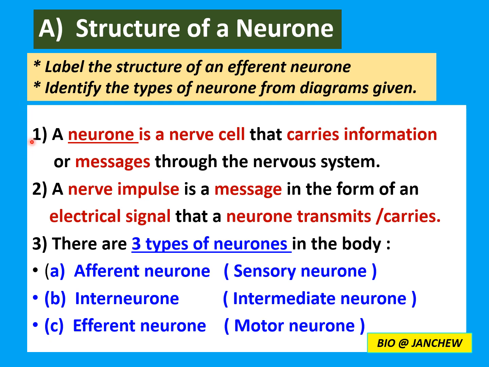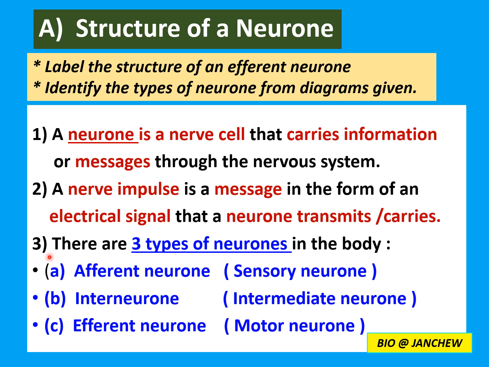A neuron is actually a nerve cell that carries information or messages in the form of a nerve impulse throughout the nervous system. A nerve impulse is a message in the form of an electrical signal that a neuron transmits or carries. So it is an electrical signal.